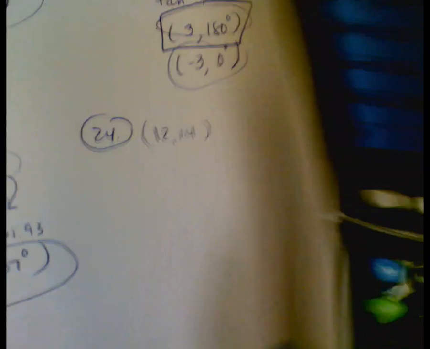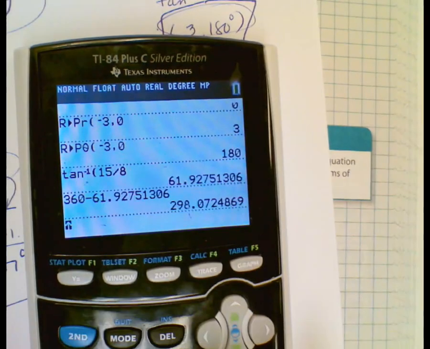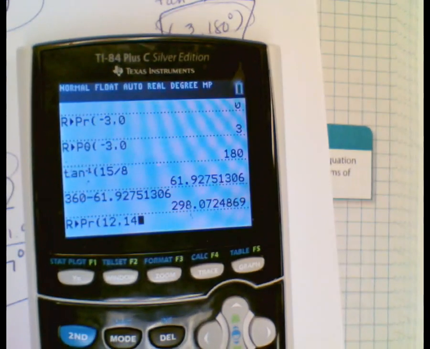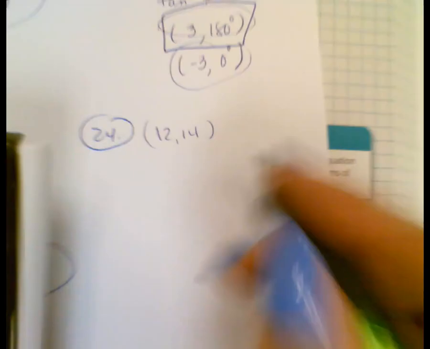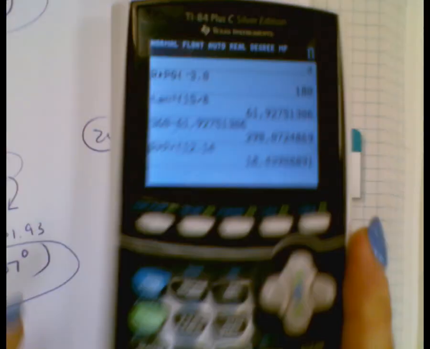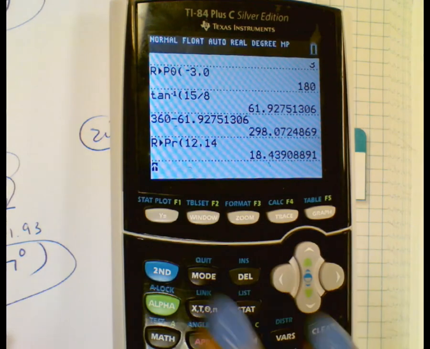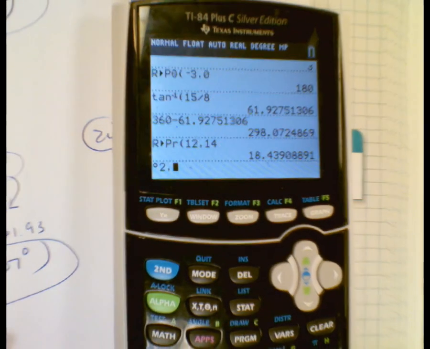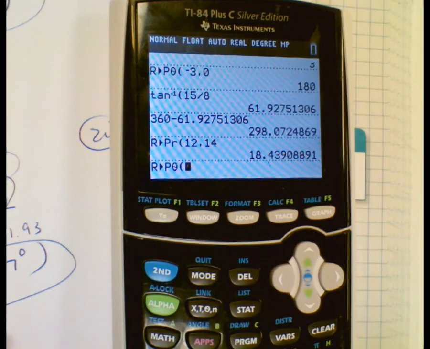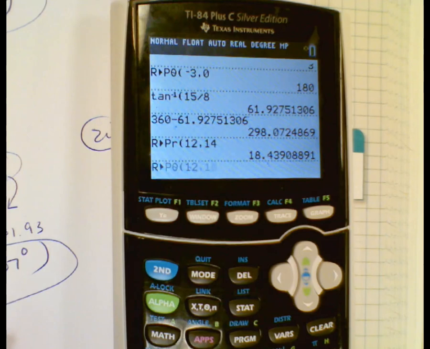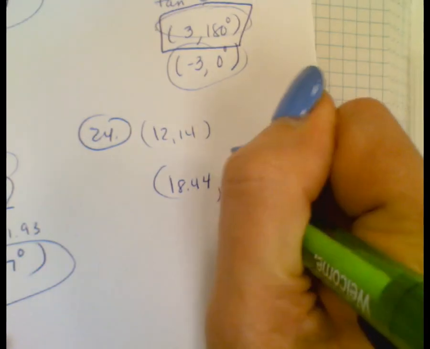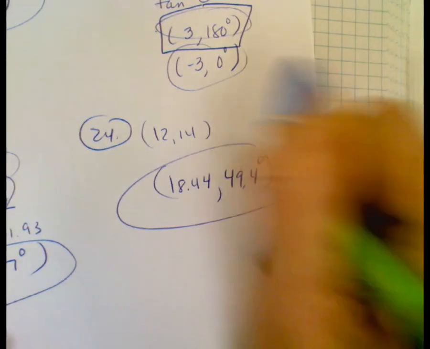Let's do this one on the calculator. Let's just mix it up. Second apps, 5, 12, comma, 14. This is in the first quadrant, so your R is 18.44. And since this is in the first quadrant, whatever answer we get is our answer. 12, comma, 14. Oops, that's not right. Second apps, 6, 12, comma, 14. 49.4 degrees. Done.